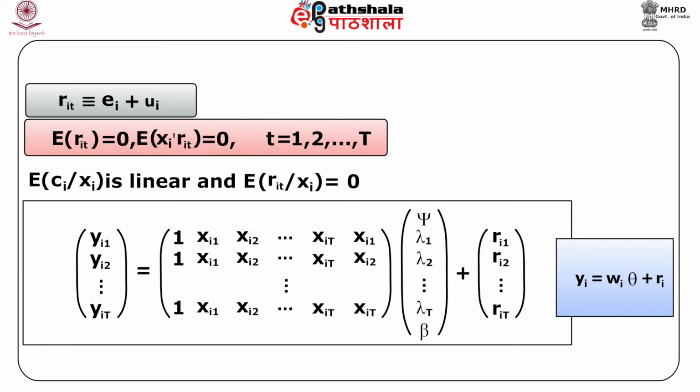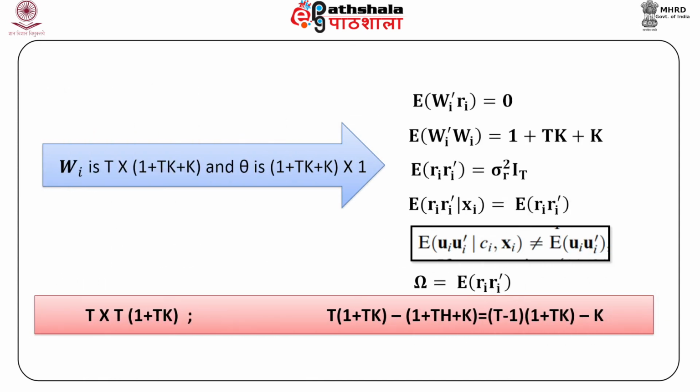Now this can also be rewritten as yi equal to Wi times theta plus ri. This is our equation 20, where Wi, whatever way you may define it, is T by (1 plus TK plus K), and theta is a (1 plus TK plus K) by 1 vector. From equation 18, you can see that the expected value of Wi prime ri is equal to 0.